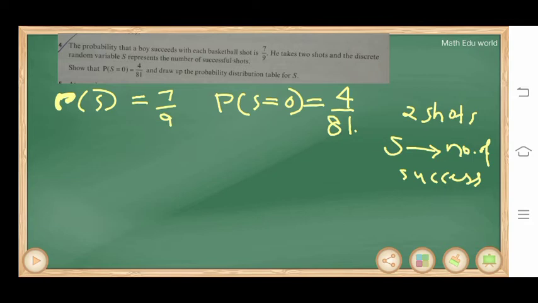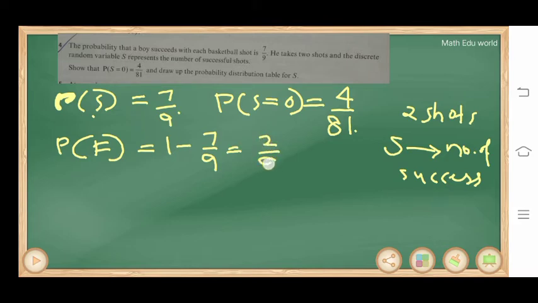So when you look at the given probability, the probability of a successful shot is 7 over 9. So here what we need to think is, what's the probability of not successful shots? That means failed shots. That is nothing but 1 minus 7 over 9, which is equal to 2 divided by 9, because probability of F is the complementary event of probability of S.